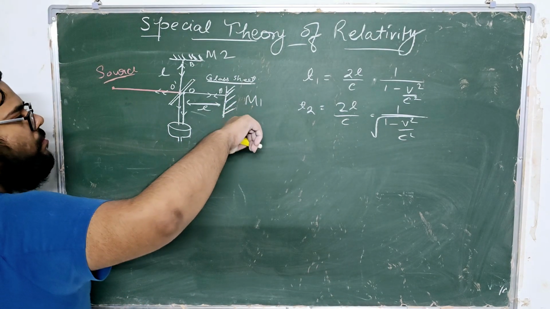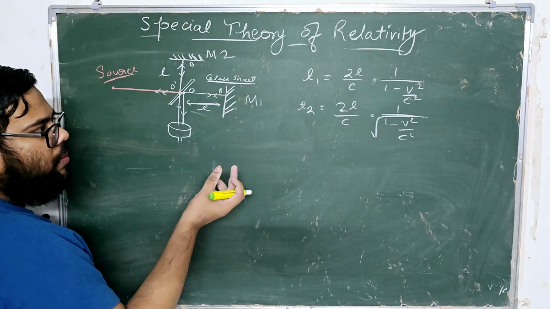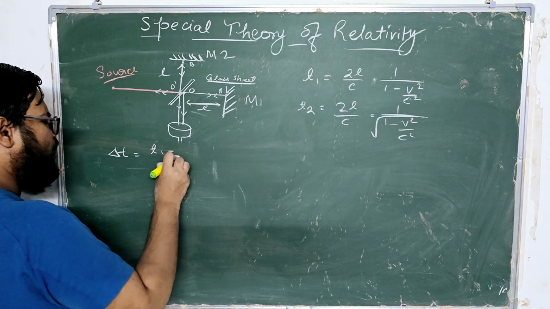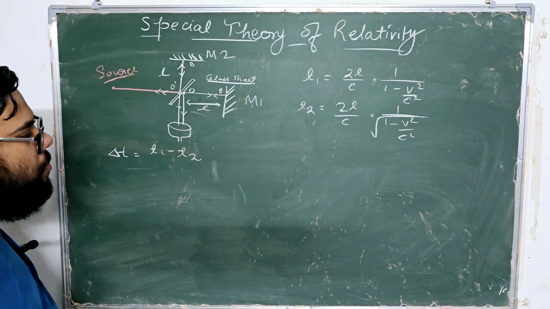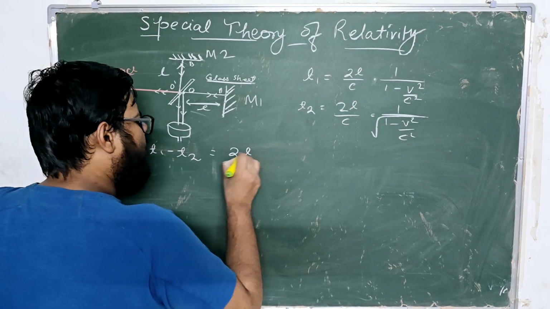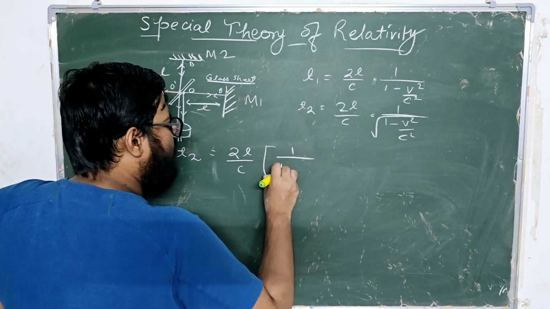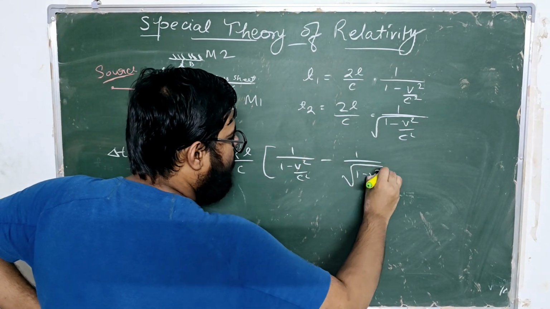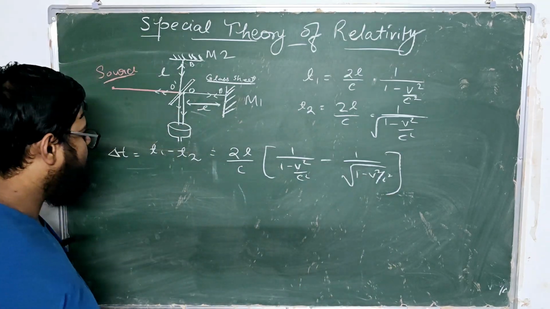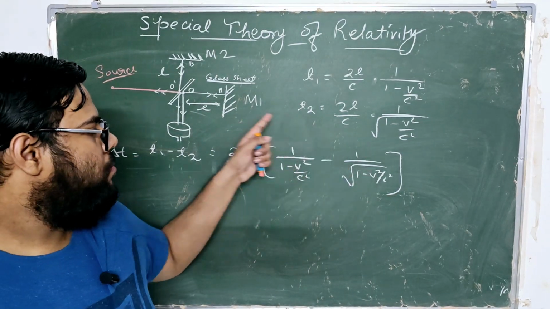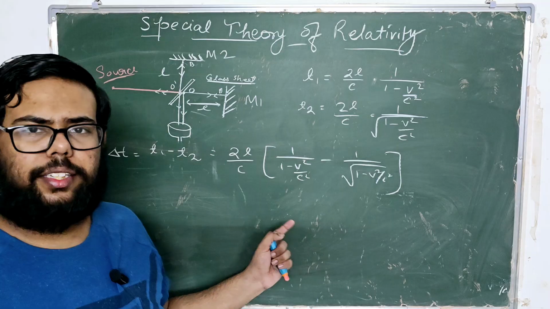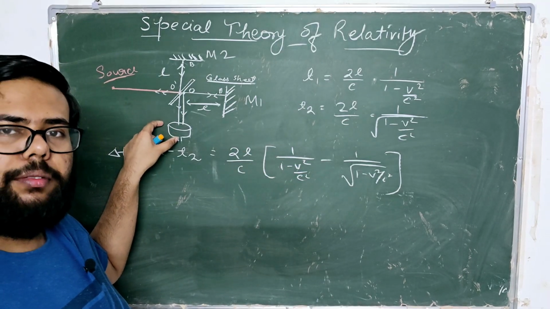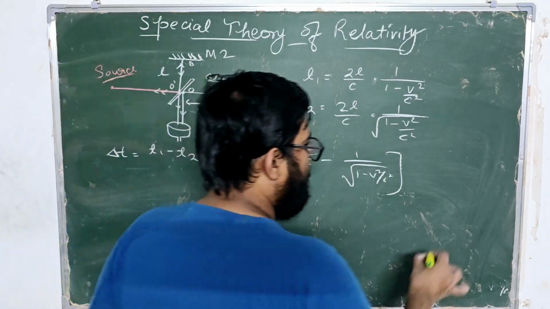Now what is the time difference between these two events? Let's define it as T1 minus T2. So it will be 2L by C times 1 by (1 minus V square by C square) minus 1 by square root of (1 minus V square by C square). Now due to this time difference, some fringe patterns are observed on the telescope.